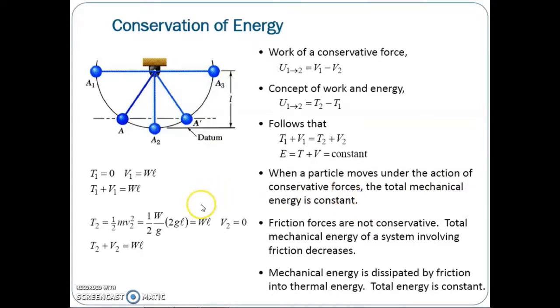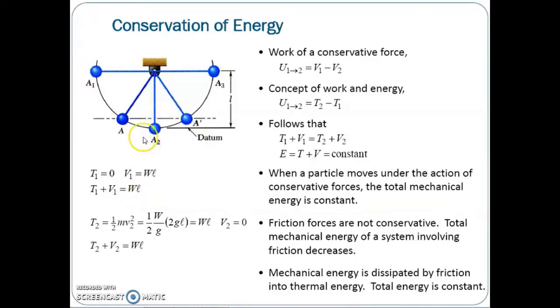We consider back the example of the pendulum, which is released with no velocity from A1 here and allowed to swing in a vertical plane. If we measure the potential energy from the level A2, which is our datum, our reference, then at A1 we have T1, the kinetic energy, equal to 0, and our V1, the potential energy of the weight, equal to WL. Then T1 plus V1 here is equal to WL.